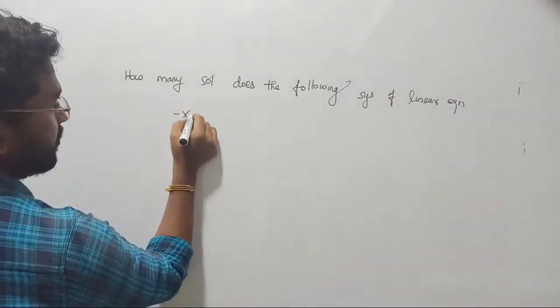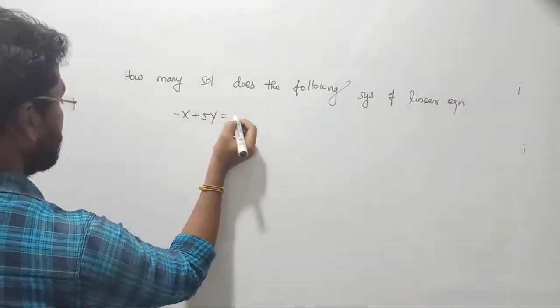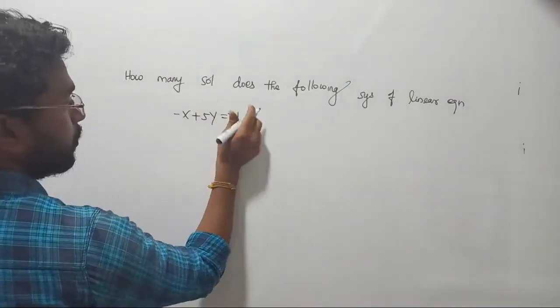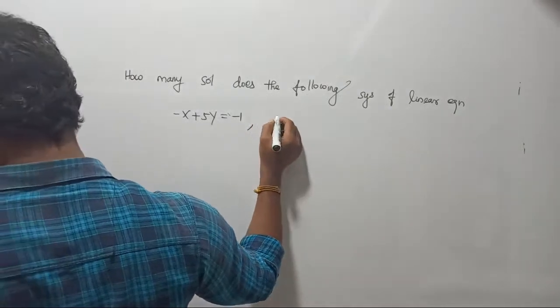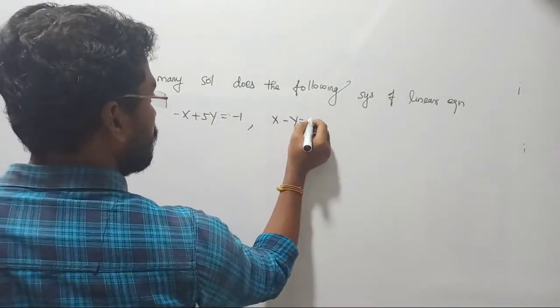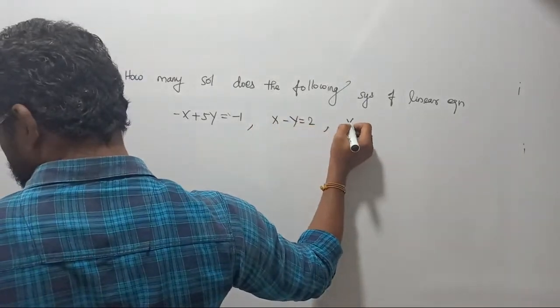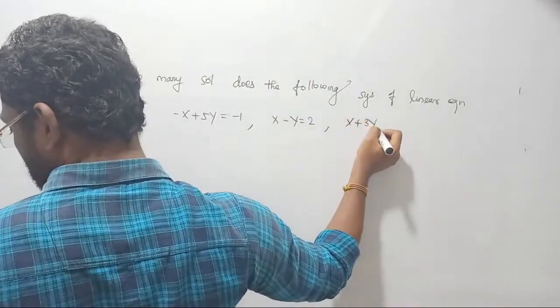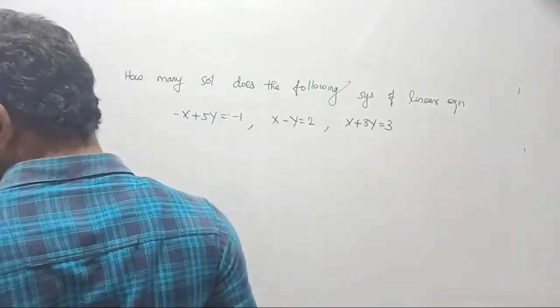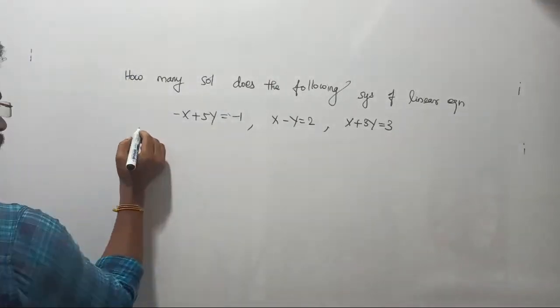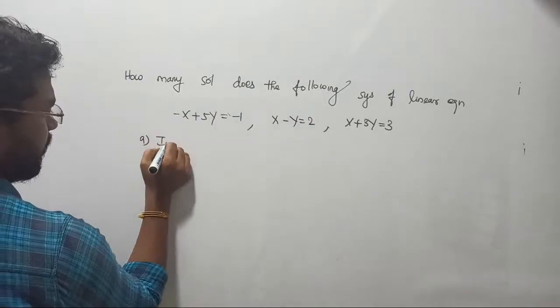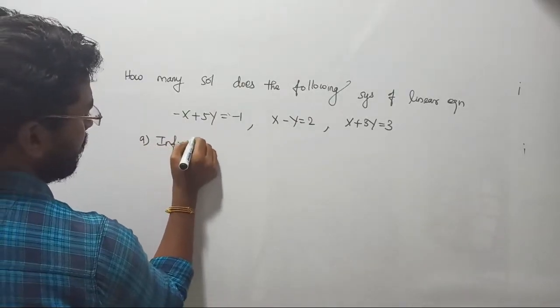They said minus x plus 5y equal to minus 1, and second, x minus y equal to 2, and then x plus 3y equal to 3. Please try to bring the answer by yourself because I don't want to waste my time. It's a repeated question, right? This type of model we have already observed.